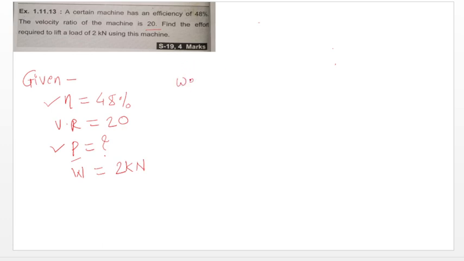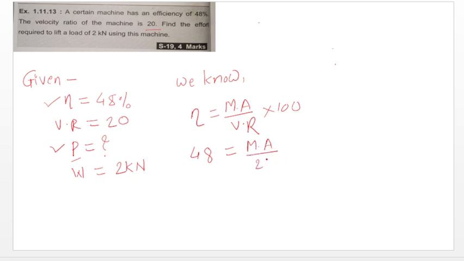We know the formula of efficiency in terms of mechanical advantage and velocity ratio. Efficiency is given as 48, which is equal to mechanical advantage divided by velocity ratio, into 100. The velocity ratio is 20. Now this 0 gets cancelled, giving 2 fifths.